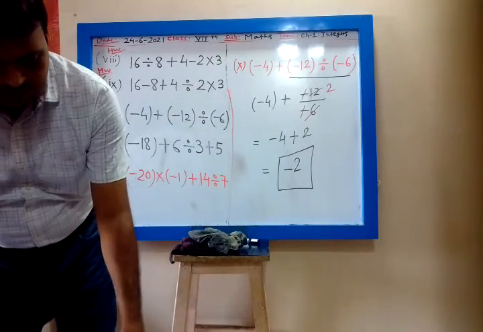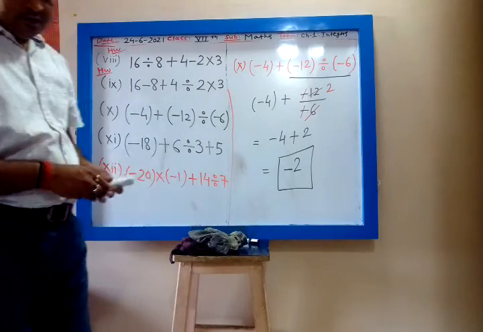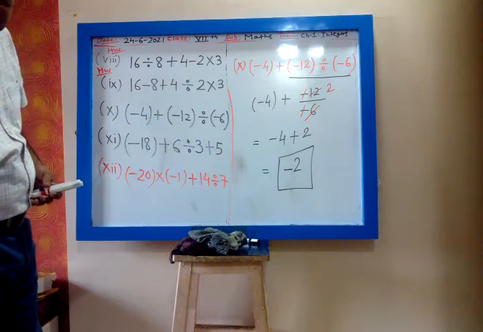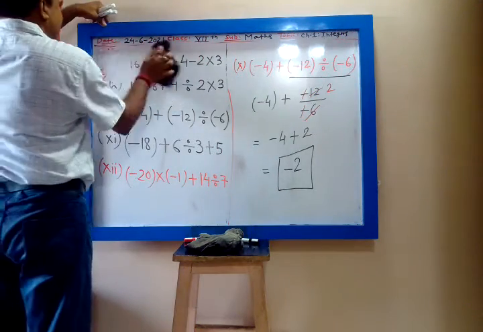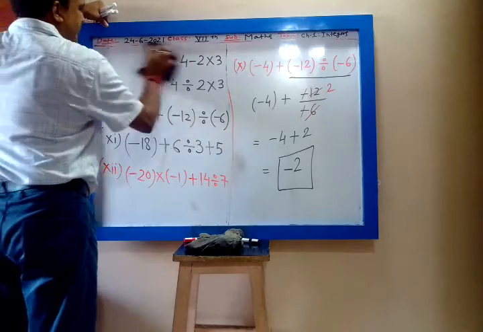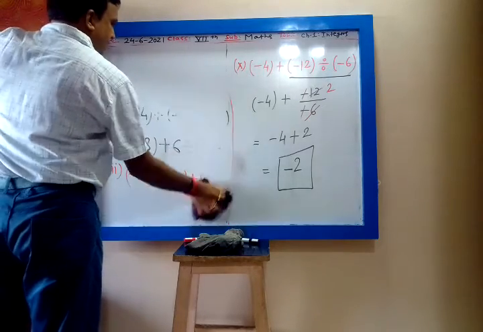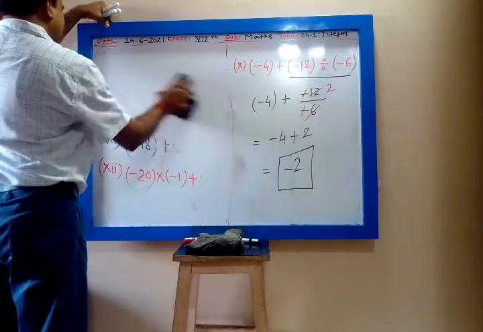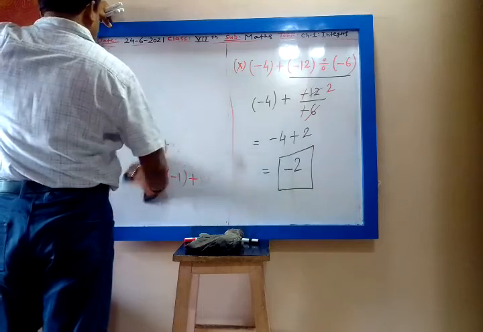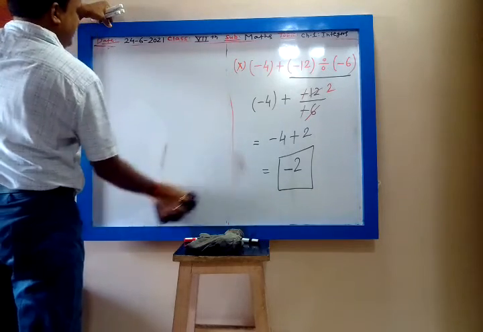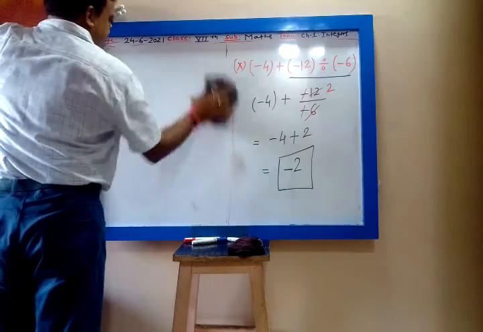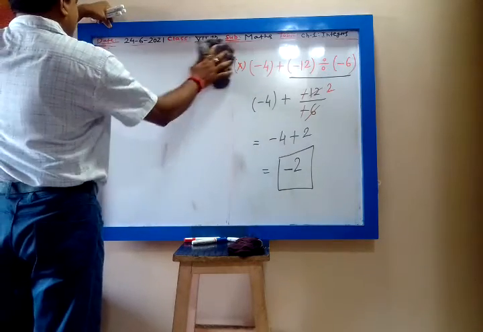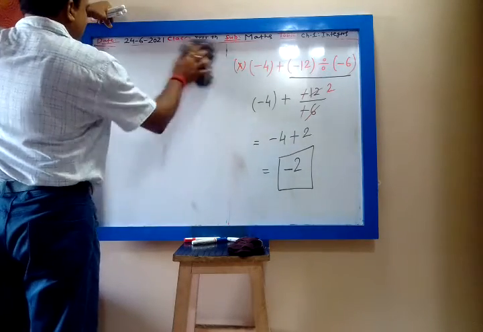The next, 11th one. Let me solve 11th one. So in all these algebraic expressions, whichever expression you have to solve, we use BODMAS. First open the bracket, then division, then multiplication, then addition, then subtraction.